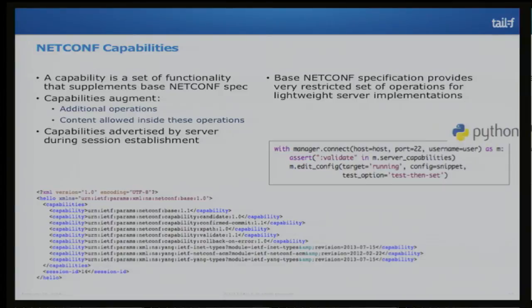So the capabilities are advertised by the server. There's a lot of XML here, but just the way that the server tells the client things. And the base NetConf specification has very few mandatory things. So you can start very low with server implementations. You can make it very, very straightforward, very, very simple, and then build as you grow by adding new capabilities and adding support for new models.